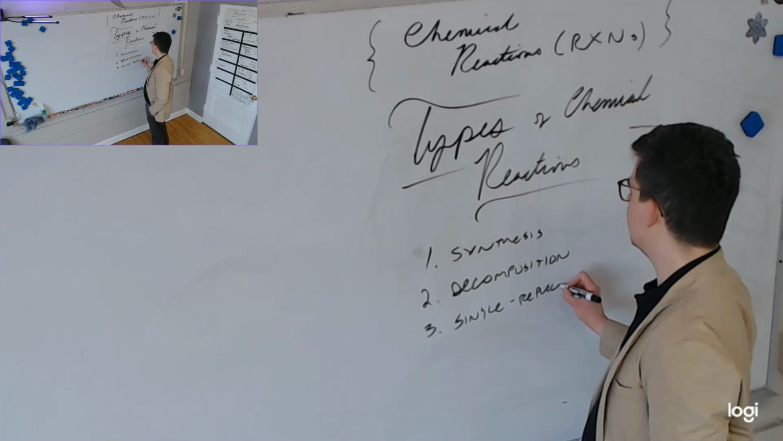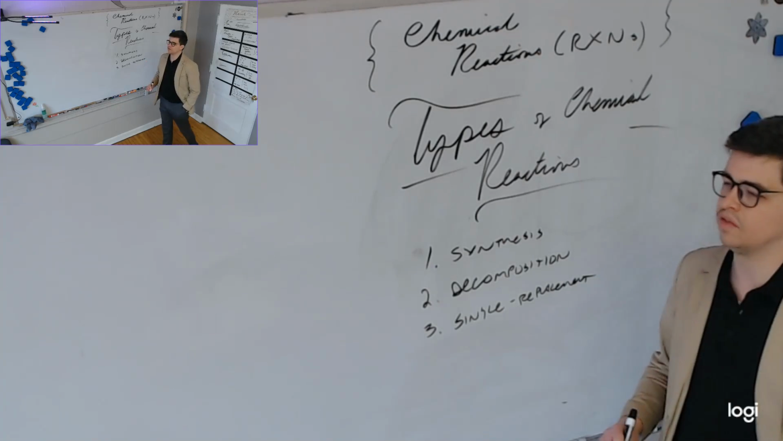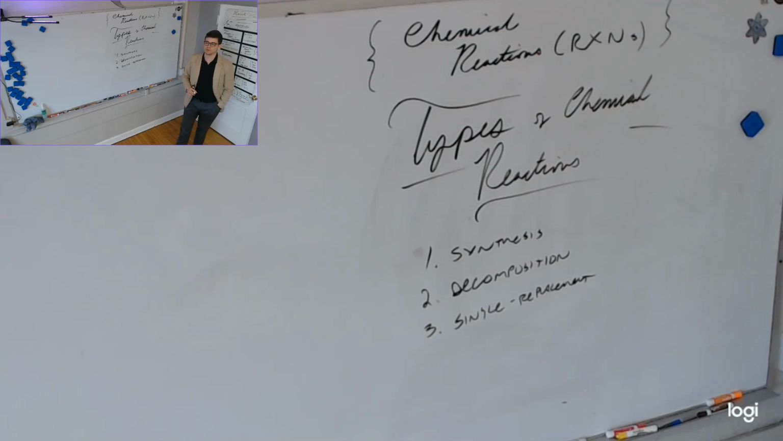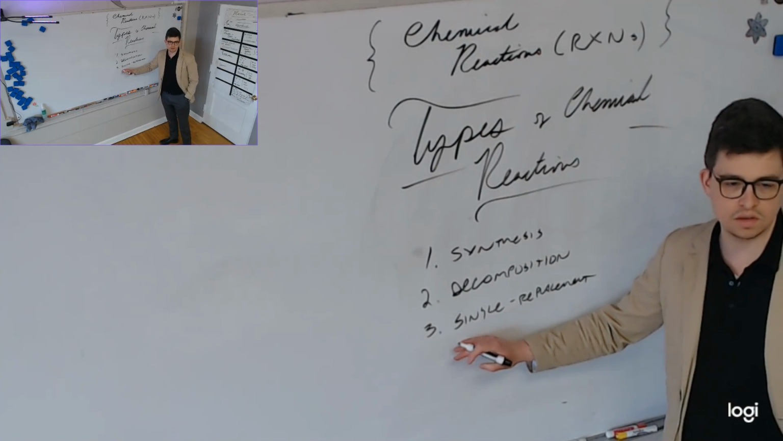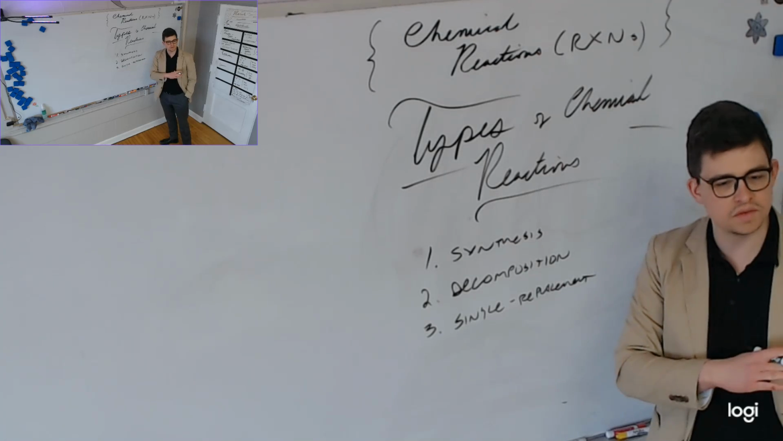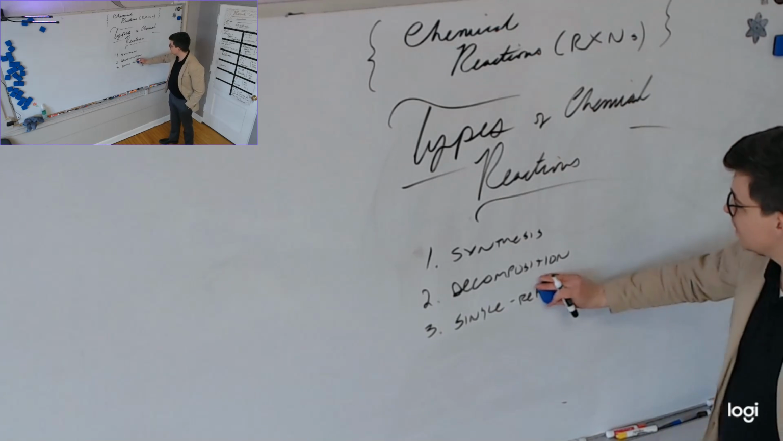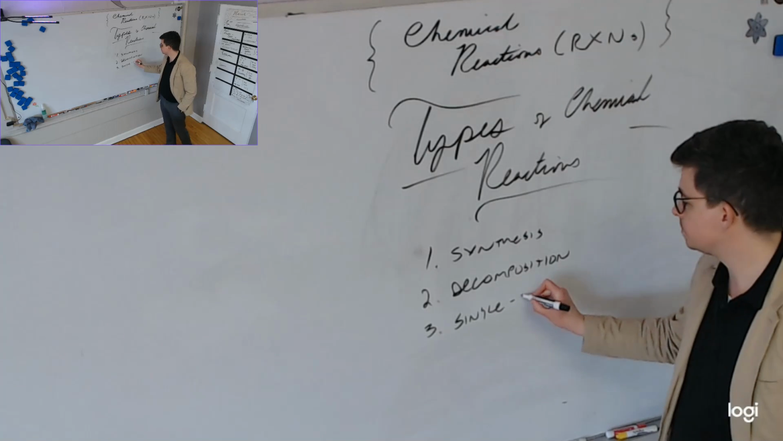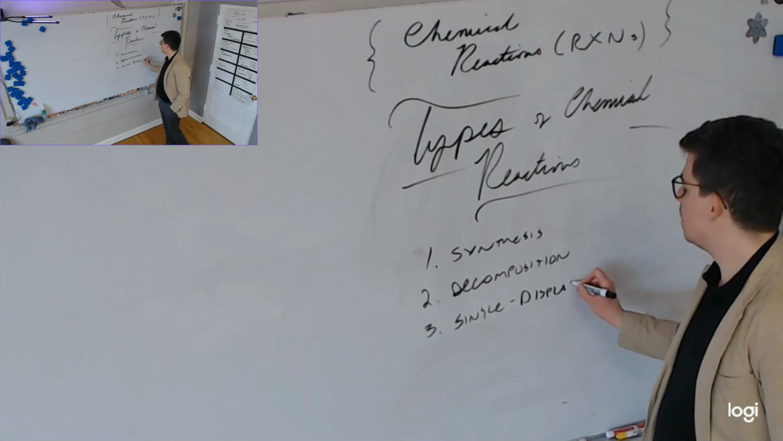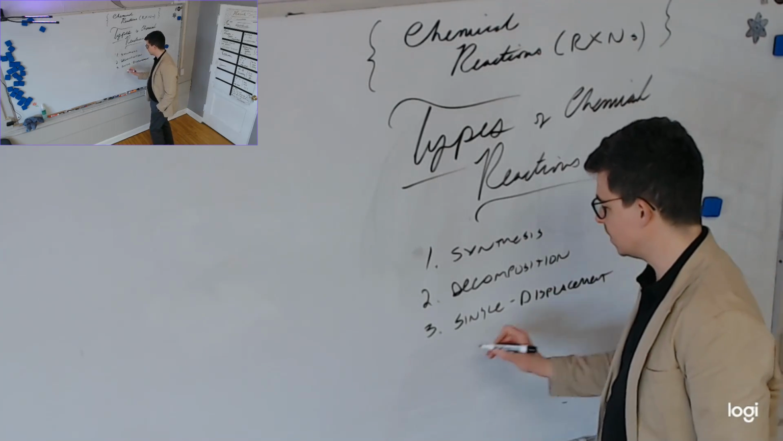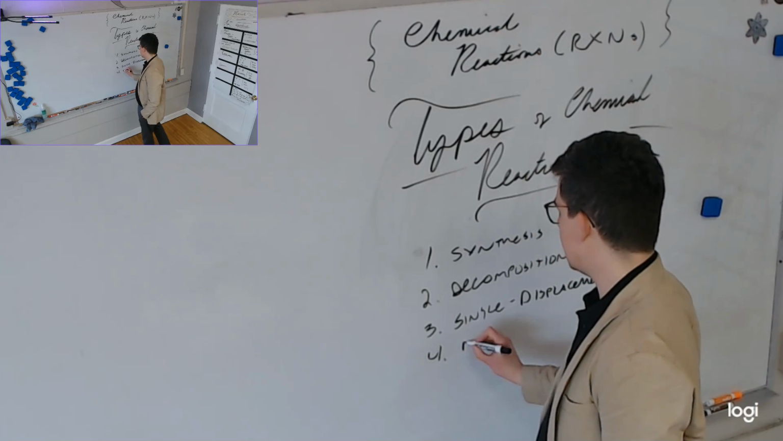I can never remember. I'm pretty sure the physical science book and the chemistry book use different words for this. Does your current book say single displacement or single replacement? It makes no difference. They're the same. Single displacement in the chemistry book. Okay, single replacement. Doesn't matter. They're interchangeable. The fourth type is double displacement.